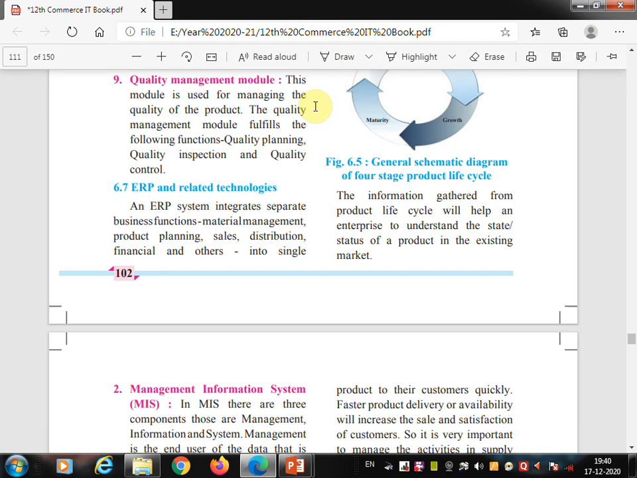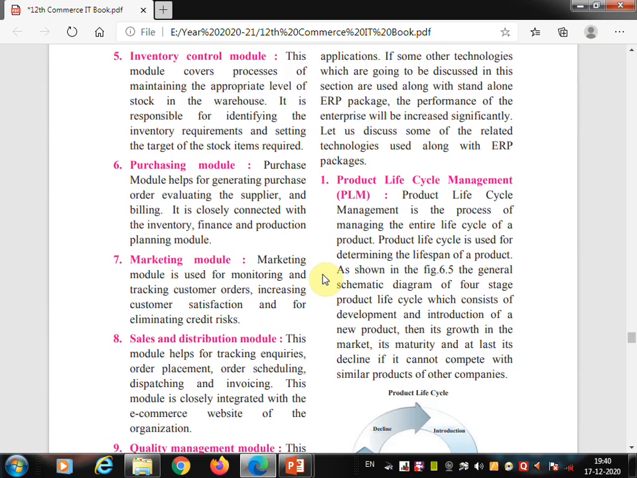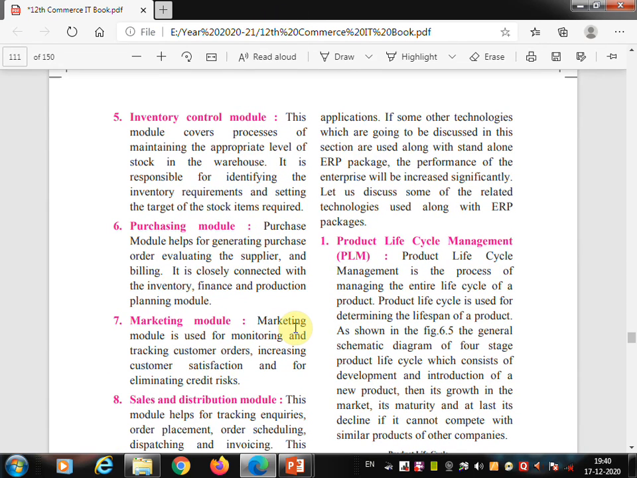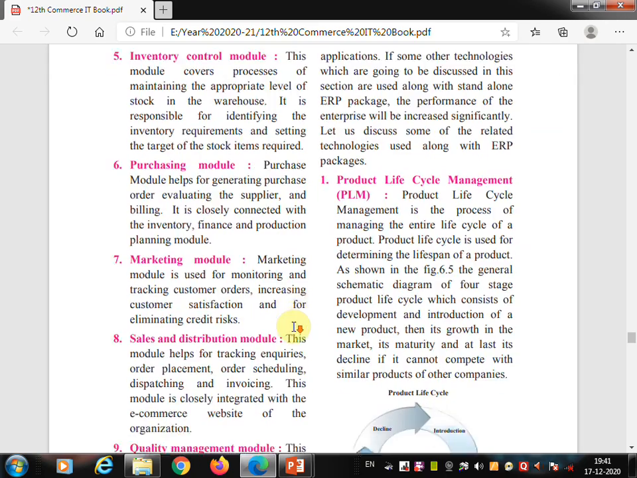ERP and related technology. An ERP system integrates separate business functions, material management, product planning, sales distribution, financial and others into a single application. If some other technologies which are going to be discussed in these sections are used along with a standalone ERP package, the performance of the enterprise will be increased significantly. Let us discuss some of the related technology used along with the ERP package.